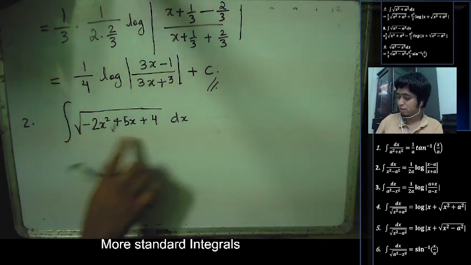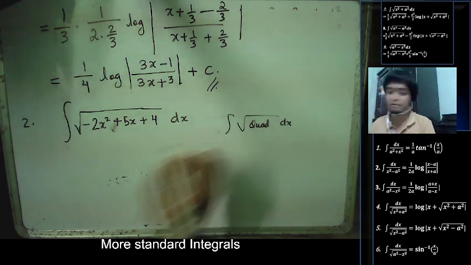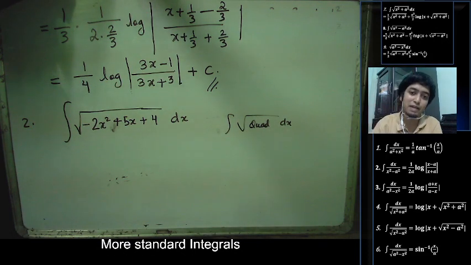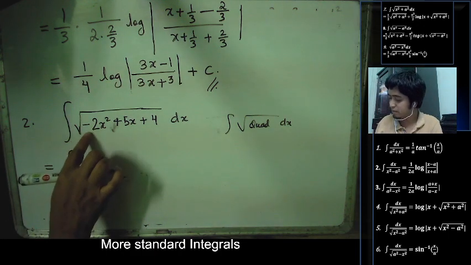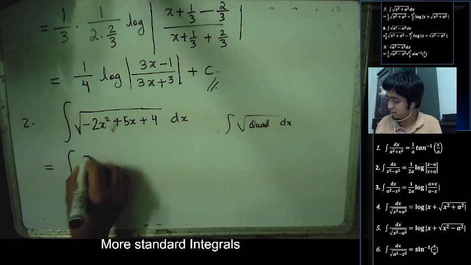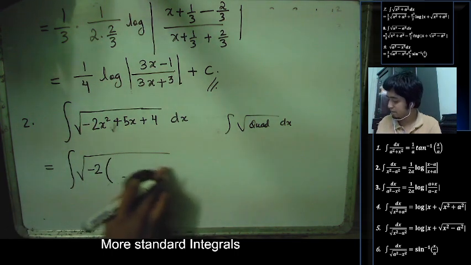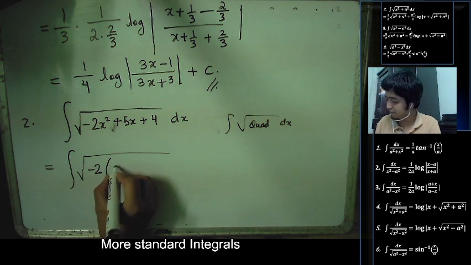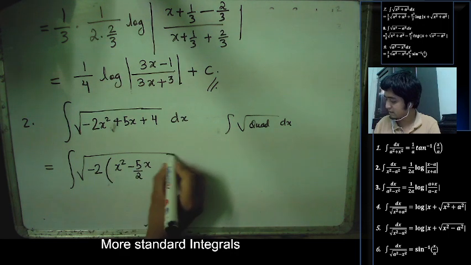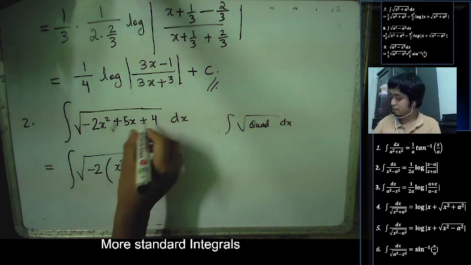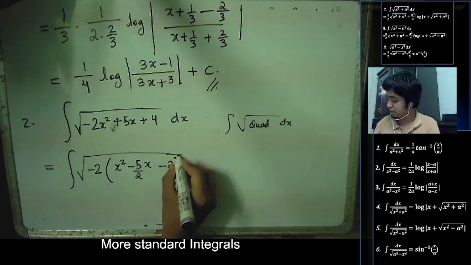Okay, so this one is also a root quadratic dx, so we will have to use that rule. That is, we will have to complete the squares. How exactly will we do that? We will take common minus 2 first, but minus 2 is inside the root, so we will be having minus 2, and over here we will be having x squared minus 5 by 2x minus 2.